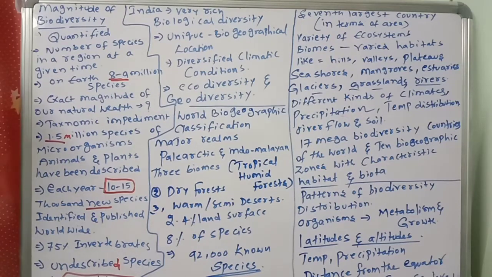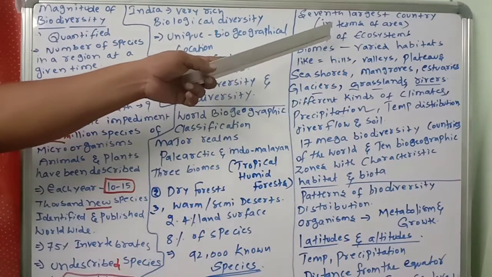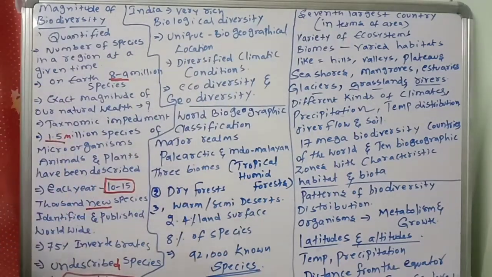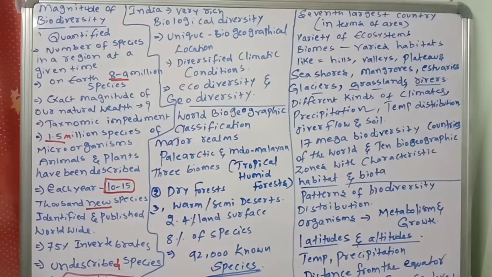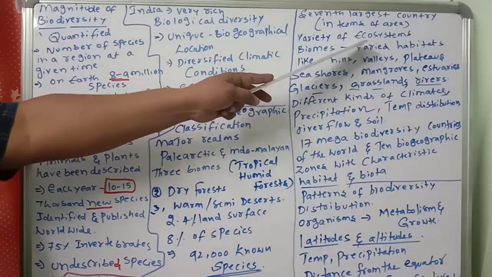India has a variety of ecosystems. What is that again? The point? The seventh largest country in terms of area is India. So that point you should remember: seventh largest country. Next, India has a variety of ecosystems.